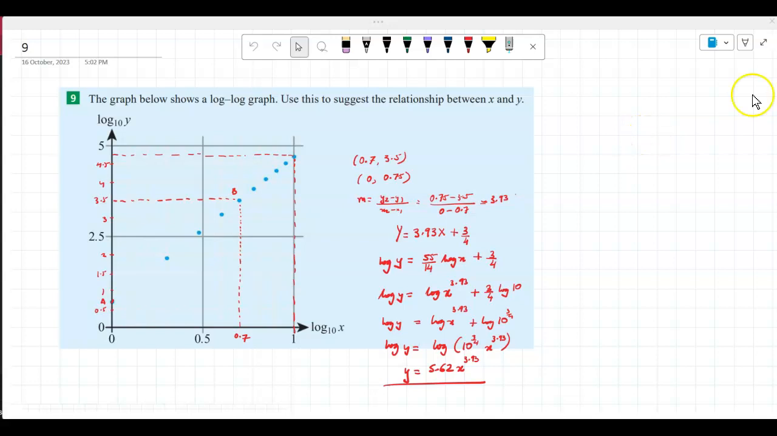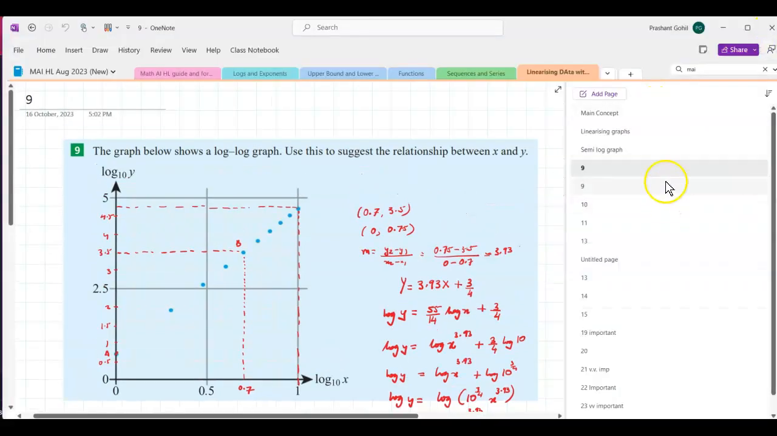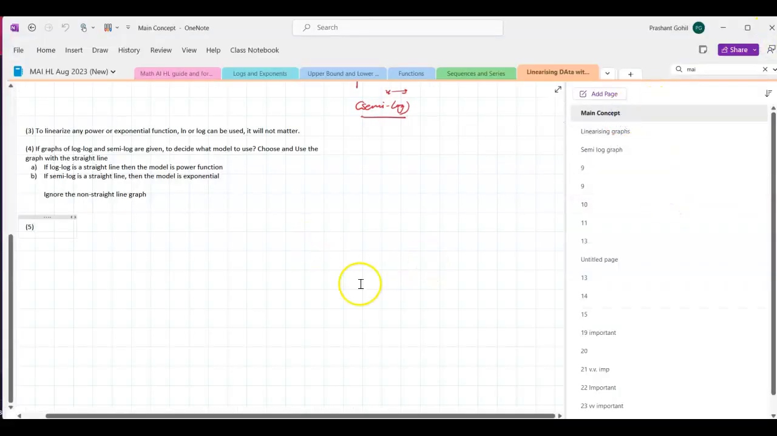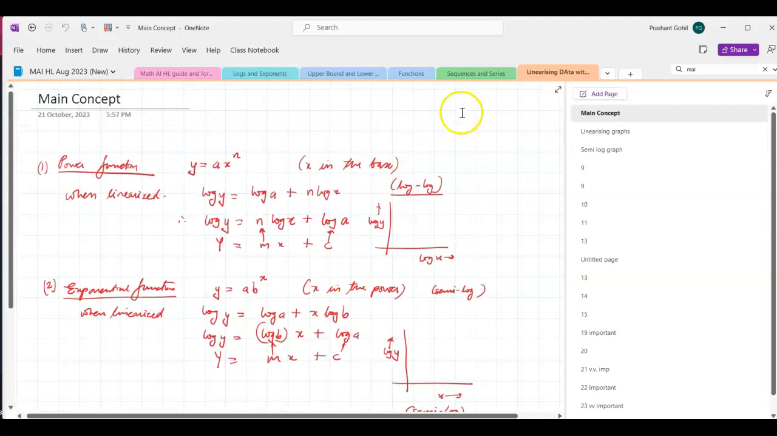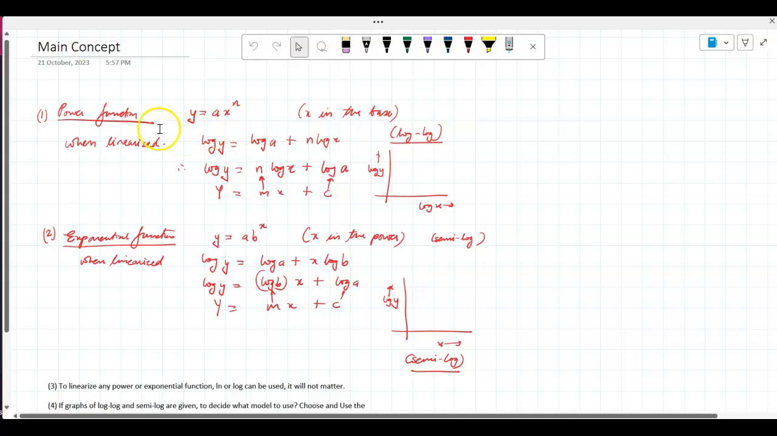Okay, so now let me have a look at the main concept that you need to remember in this chapter. If you have a power function y is equal to a x raised to n, your x is in the base. There are two possibilities. X is in the base in the power function, and in an exponential function, x is in the power.